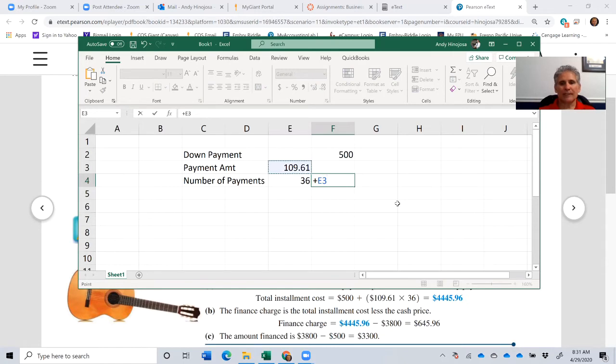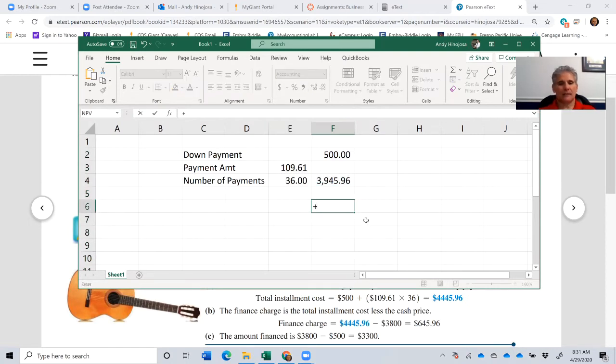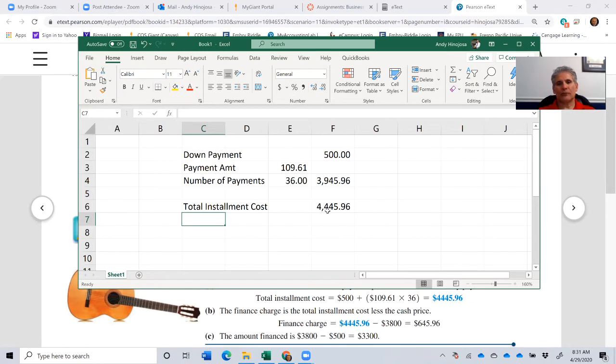So 109.61 multiplied by 36 gives us 3945.96. Let's go ahead and format these. Okay, so now we'll take the sum and we're going to add up 500 plus 3945.96, and the total cost is $4,445.96. Total installment costs, $4,445.96. Okay.